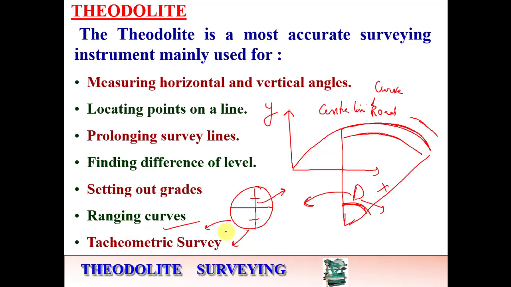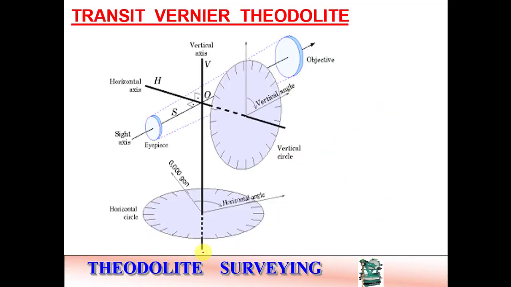Okay, and this tachometric survey is conducted by any instrument which has a telescope as well as the diaphragm, in which we have the upper limb as well as lower limb. Okay, so these are the uses of theodolites. In the next slides we are going to discuss the different planes.